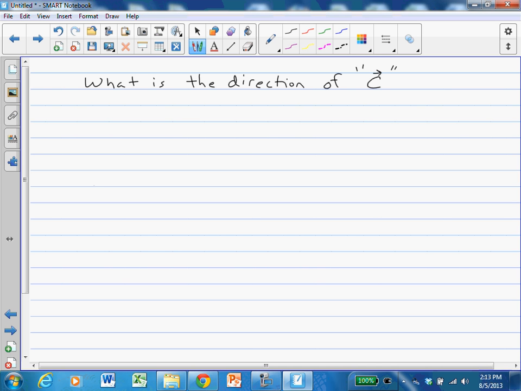If C is like that, do we say northeast? If we said northeast, well, what about this vector? What about this vector? Which one's northeast? Which one isn't?